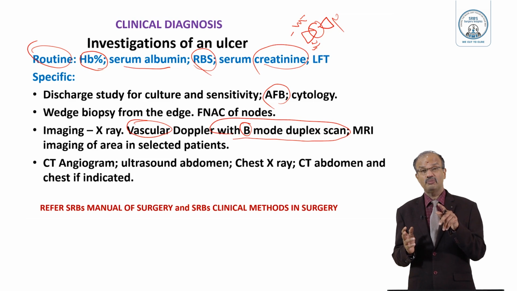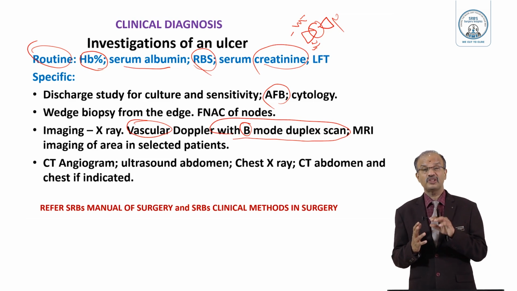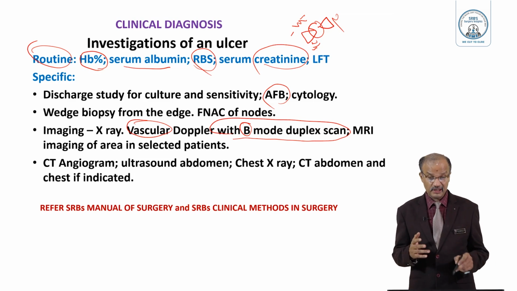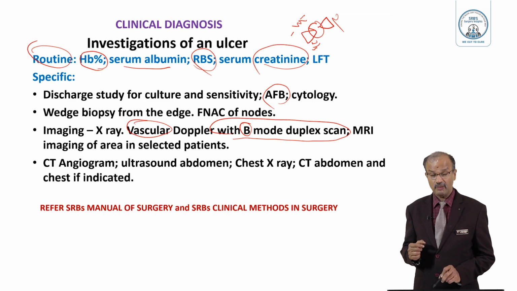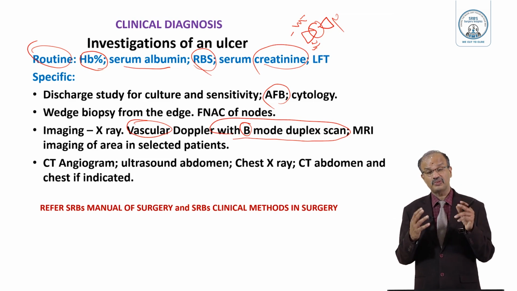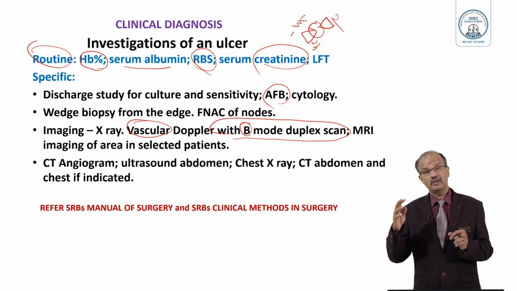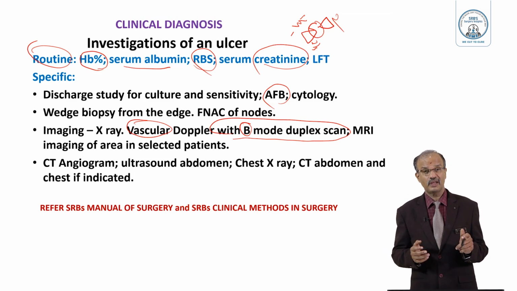B mode is brightness mode in all these Doppler scans. The other mode is motion mode, which is mainly used for echocardiography. Remember, MRI is again for selected patients. CT angiogram, ultrasound abdomen. In vascular problems, we have to do a CT angiogram to look for blockage, stenosis, complete block, corkscrew appearance, distal runoff, collateral levels, everything you can see, mainly with a dynamic CT angiogram.